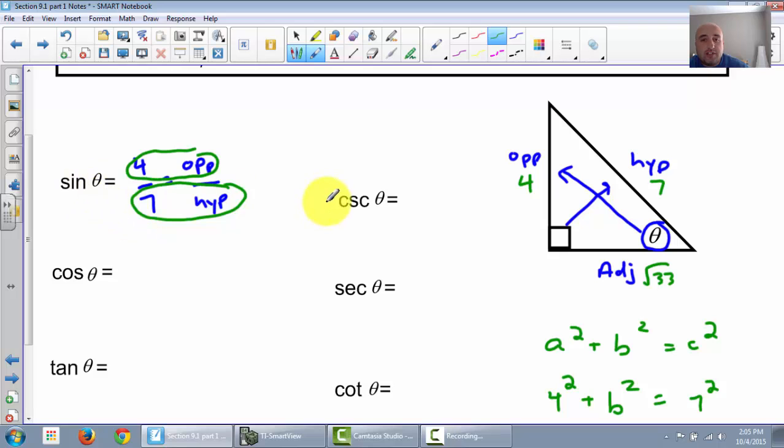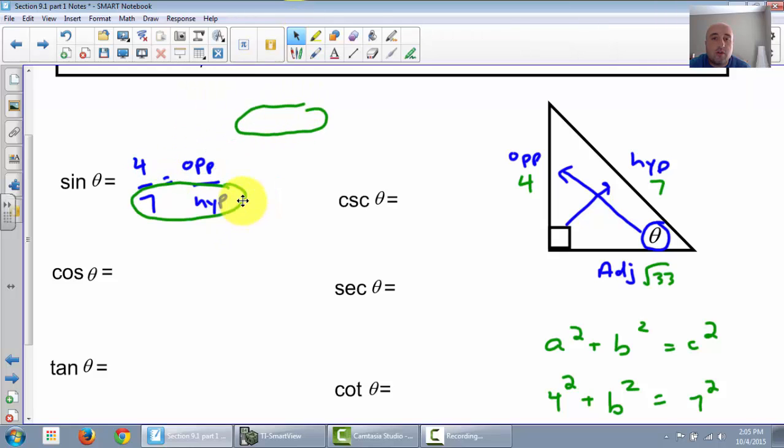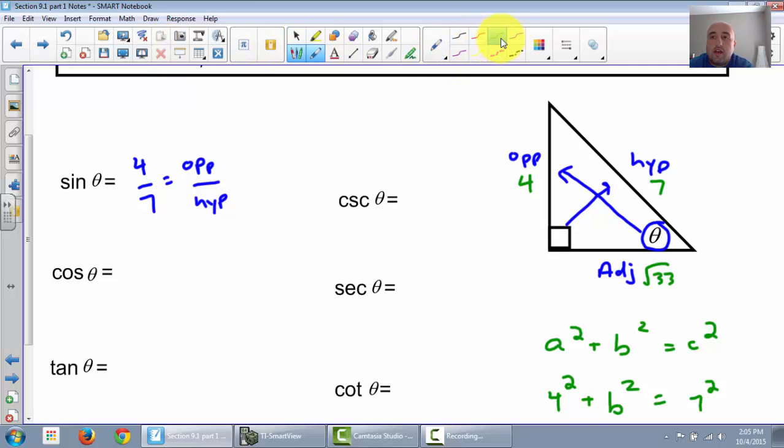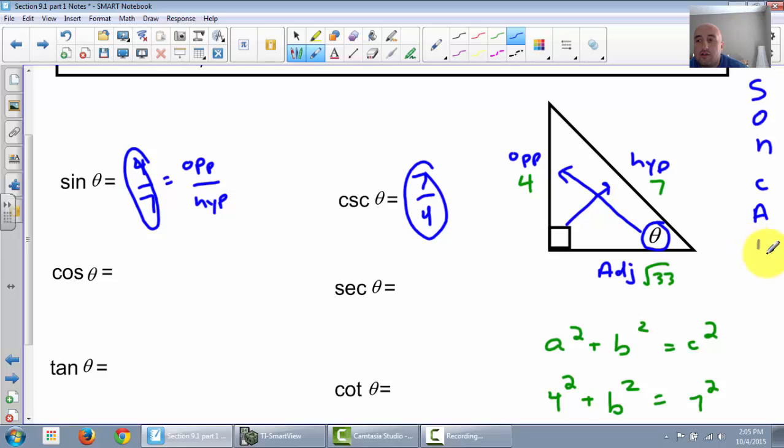So we know sine and cosecant go together, so if sine is 4 over 7, let me remove these circles now, we don't need these anymore. All right, so if we know that sine is 4 over 7, we know that cosecant is 7 over 4. Okay, so 2 of the 6 are done. Cosine is adjacent. So remember, SOHCAHTOA. So cosine is adjacent over hypotenuse. Adjacent is root 33, hypotenuse is 7. So root 33 over 7. And that would make my secant 7 over root 33.